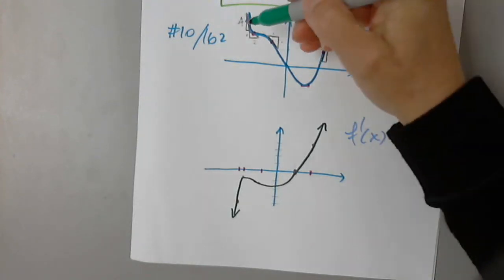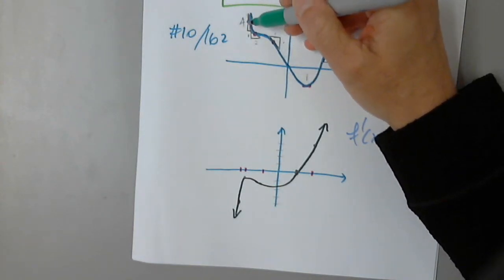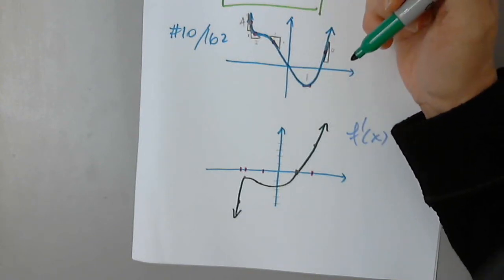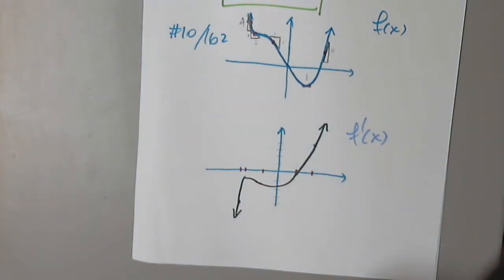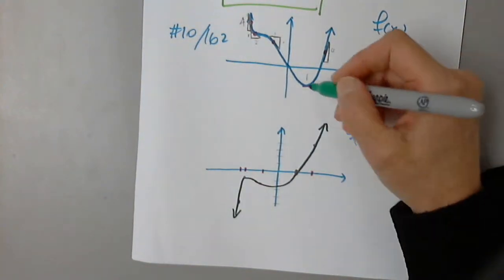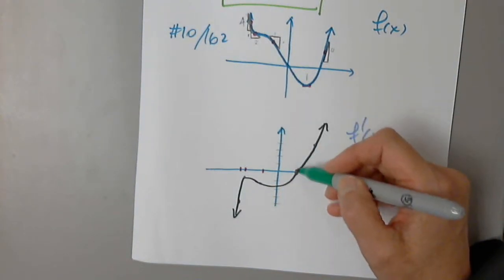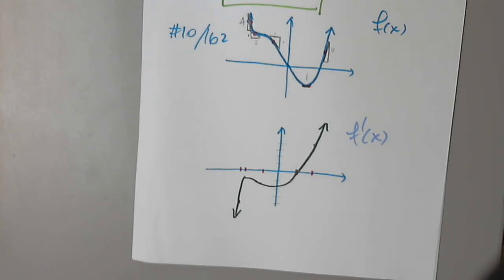But from this point till this point, the function is always negative. The derivative is always negative. The function is always decreasing. Its derivative has to be below the x-axis. From this point on, it's increasing. It's 0 at this point. The slope is 0, horizontal tangent, and goes on to infinity.